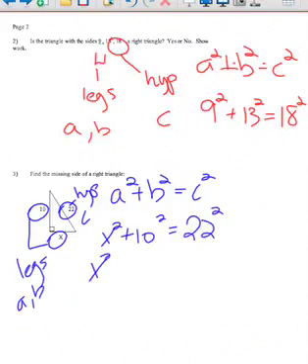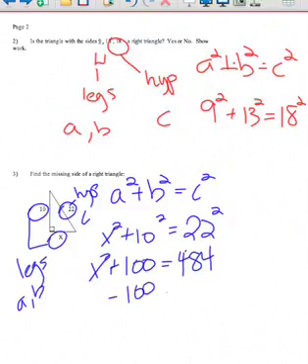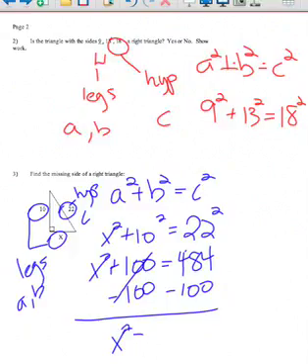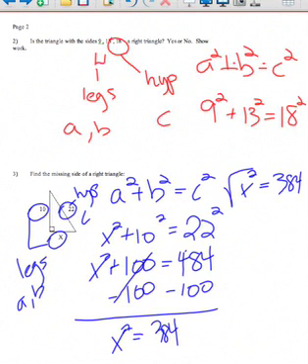x squared plus 100 equals 484. We're going to subtract 100 from both sides in order to isolate the variable. You're left with x squared equals 384. We are not solving for x squared, we're solving for x. So we take the square root of both sides. Square root of x squared equals x.